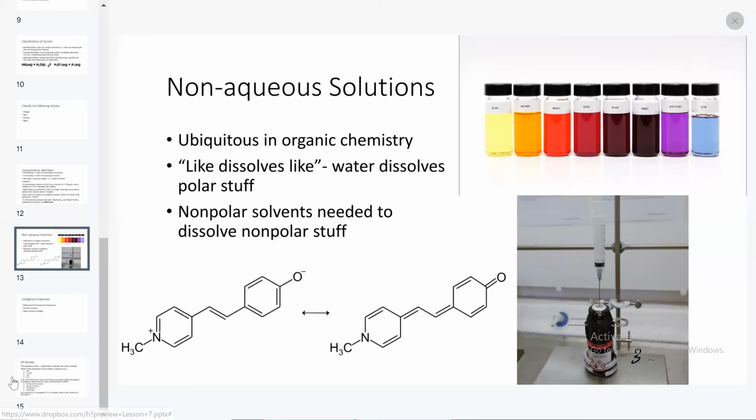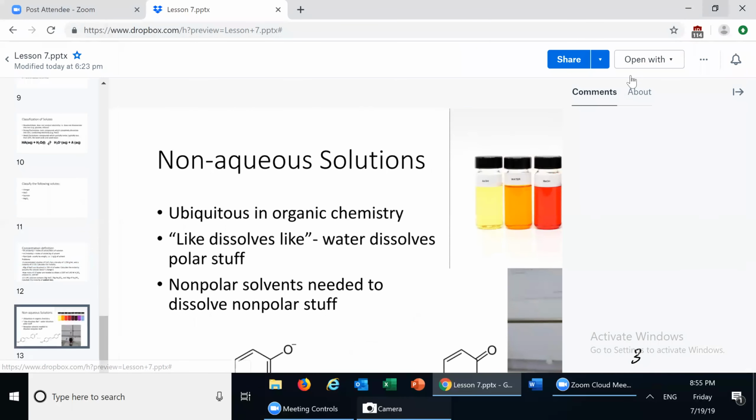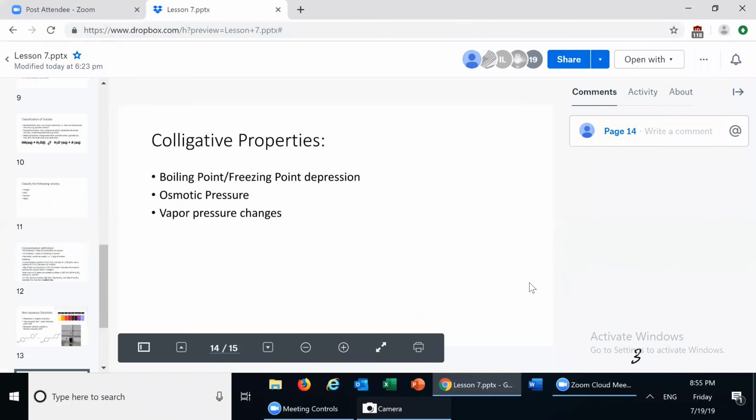Great. So the one on the left should be yellow because it likes to be in polar solvents, and in polar solvents it's yellow. What?